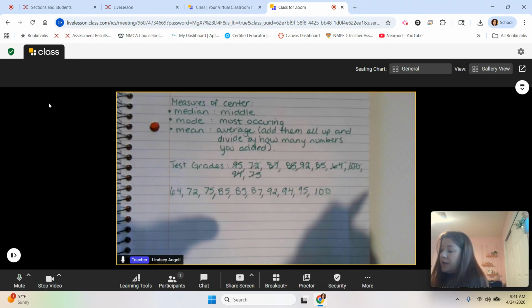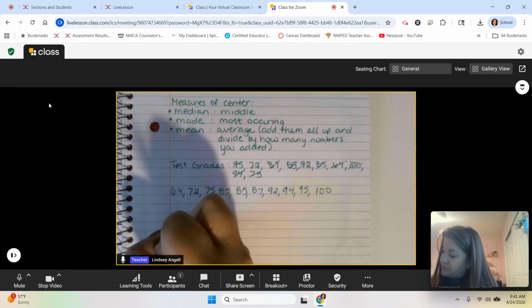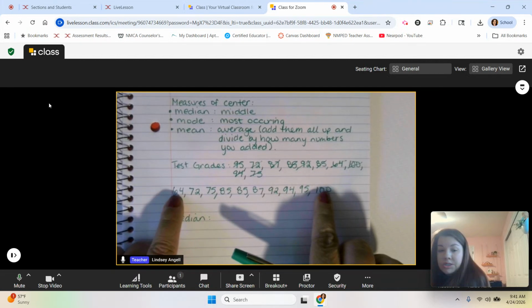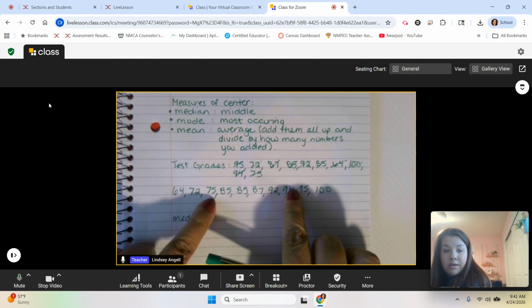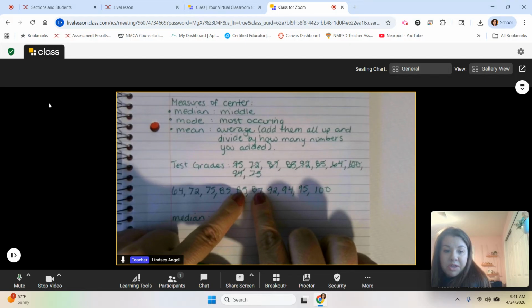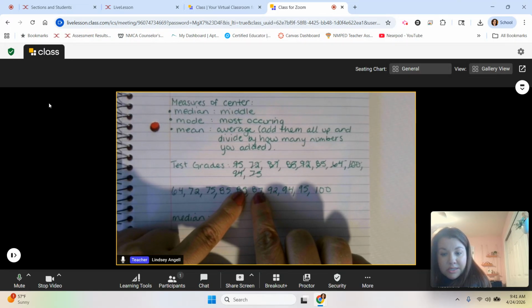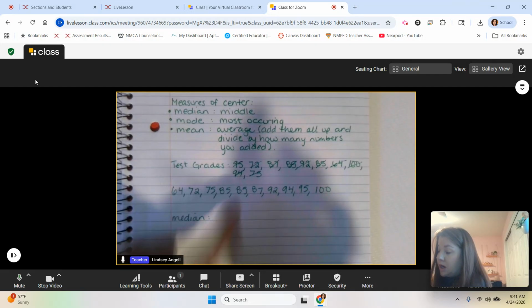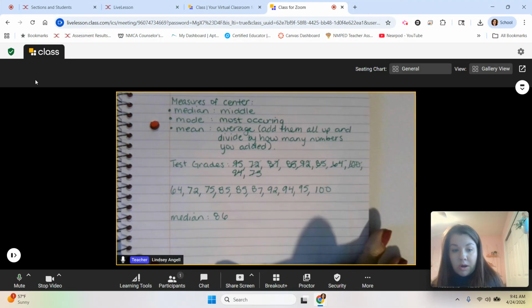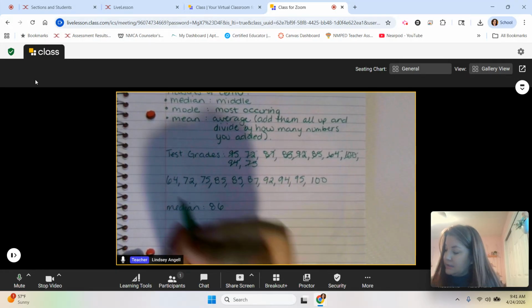So for the median, that's the middle number. We would want to track all the way to the middle, kind of like crossing one off from either end of the list. Right here, I end with 85 and 87. So I need to find the average of those two numbers, or what's in the middle of 85 and 87. In this case, that's not too hard. It's the number 86. So the median score would be 86.